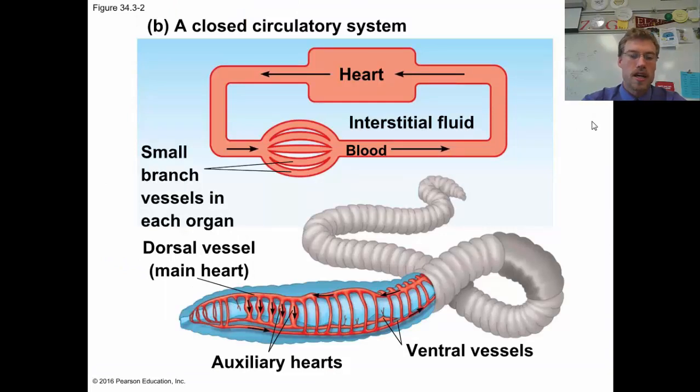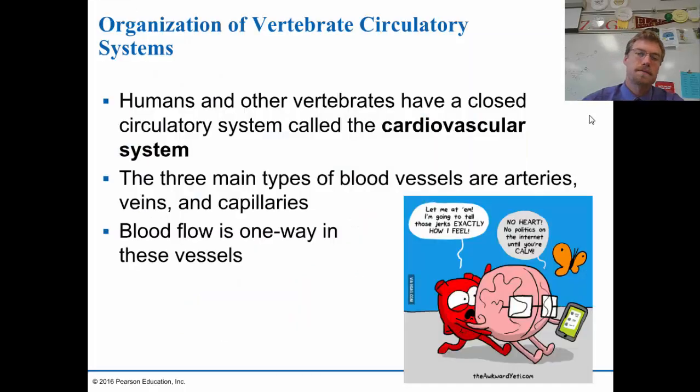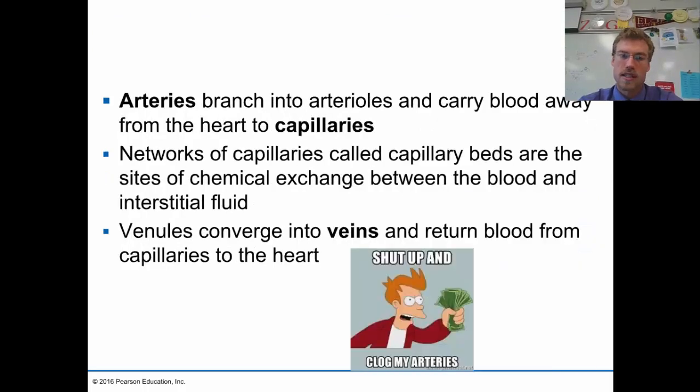So here's our earthworm. You can see we've got a heart that is going to push the blood to small branching vessels that surround each of the organs. That allows diffusion to take place, and then the blood is returned back to the heart, but the blood never leaves its blood vessels. Humans and other vertebrates have a closed circulatory system that is specifically called the cardiovascular system. The three main types of blood vessels are arteries, veins, and capillaries, and blood flow is one way in all of these vessels. We're going to take a look at this system in more detail.